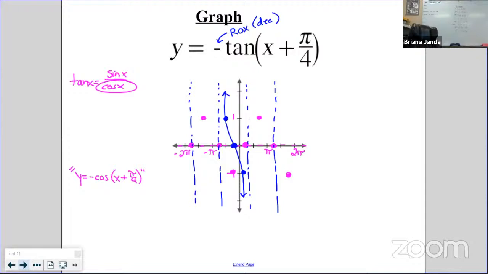Just like when we're doing transformations of sines and cosines and secants and cosecants, they all look alike. I get that because they're all related. So there is your example with an ROX. Any questions? Okay.